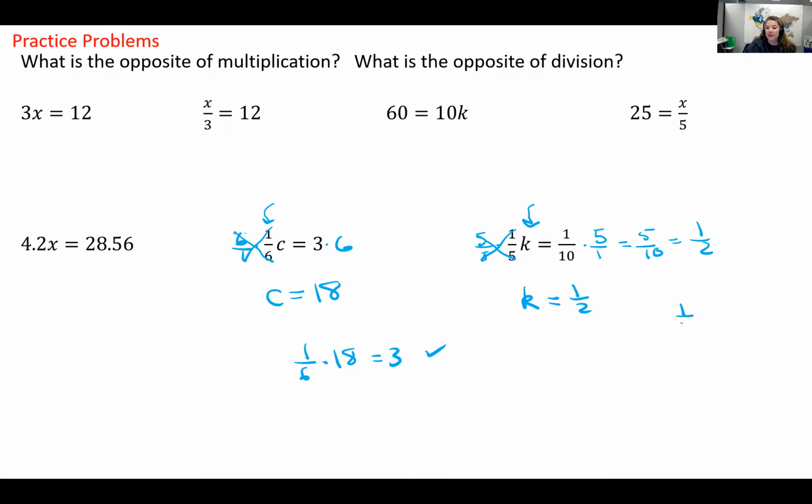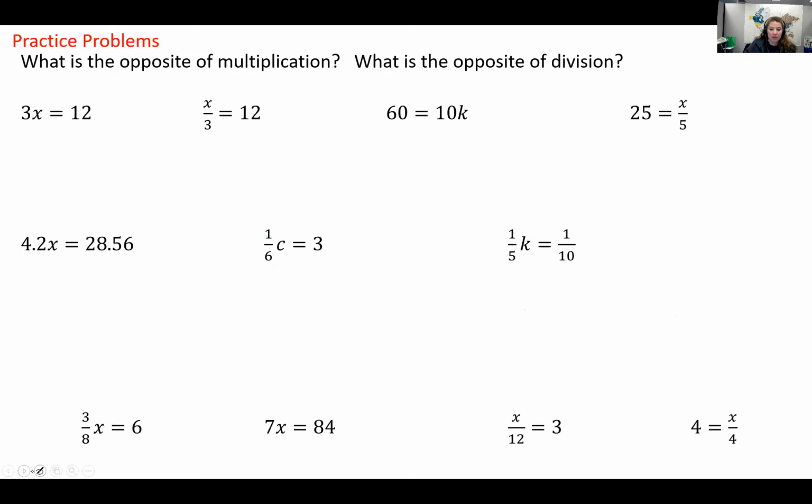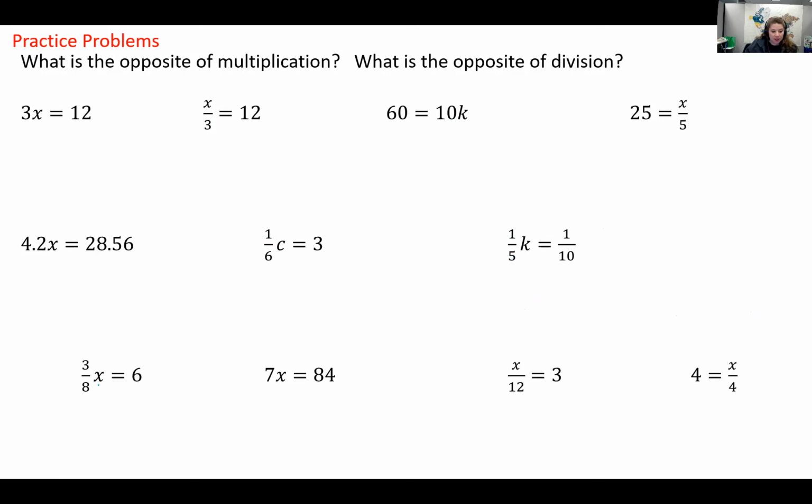So 1/5 times 1/2 is indeed 1/10. That is correct. And we found that out by multiplying both sides by the reciprocal of 1/5. All right, so we're going to do the same thing here at the bottom. So the reciprocal of 3/8 is 8/3. We're going to multiply both sides by 8/3. These are gone.